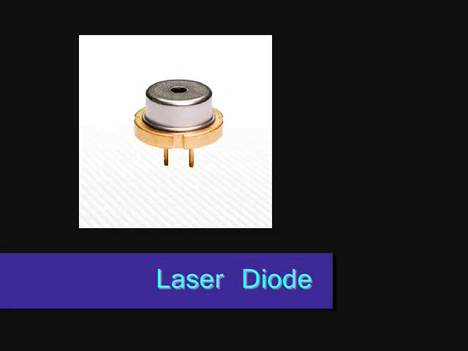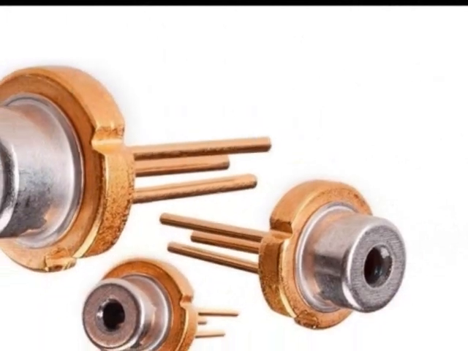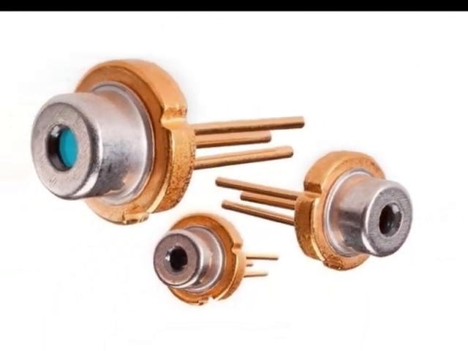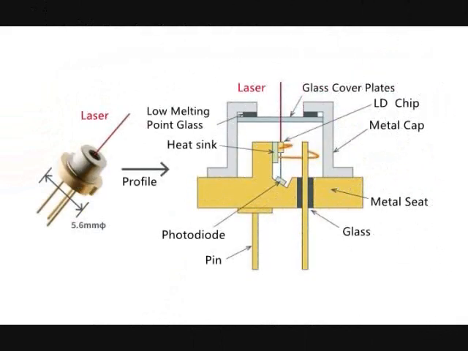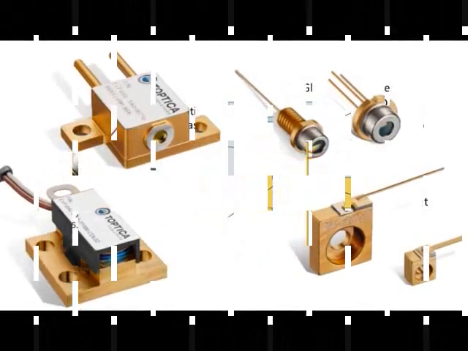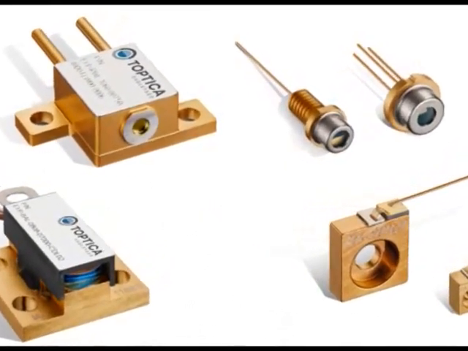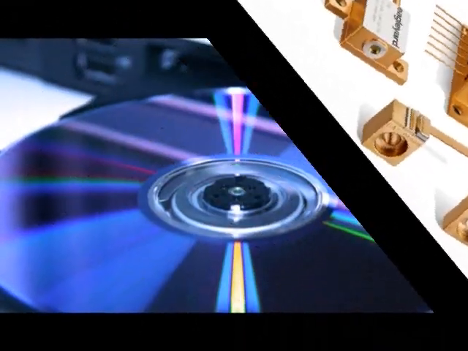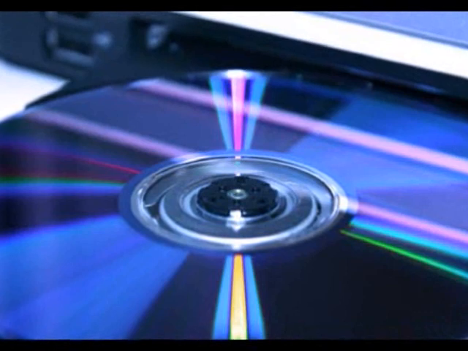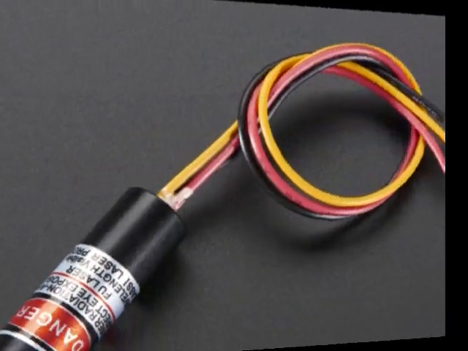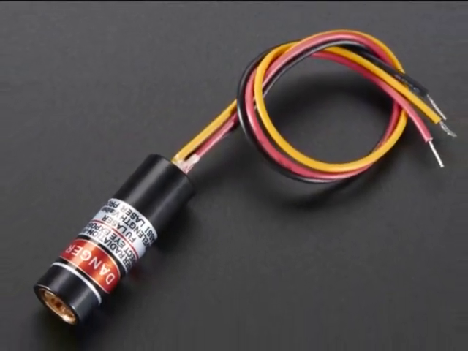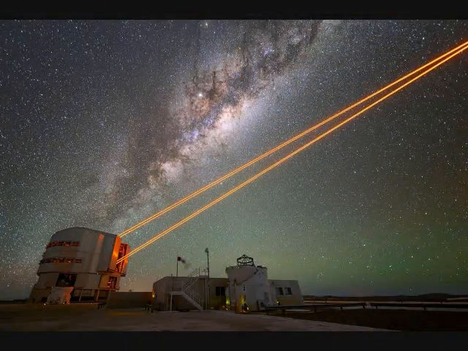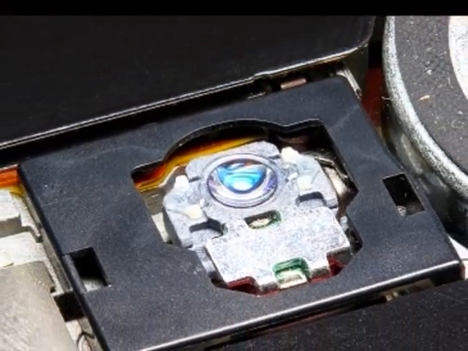Laser diode. This type of diode emits light similar to LED, except that it produces coherent light. This model is used for applications such as DVD and CD drives, laser pointers, etc. Today, it is one of the most widely used types of lasers.